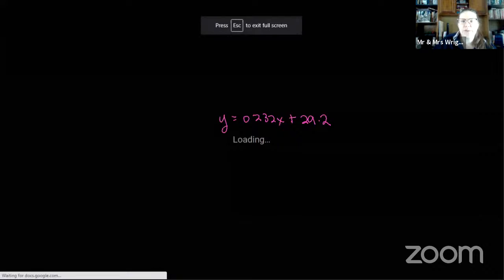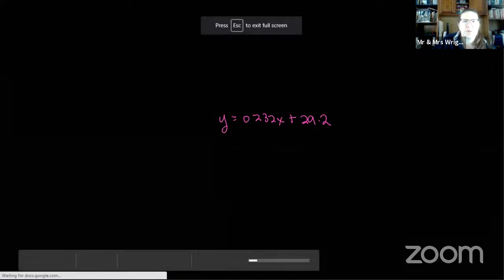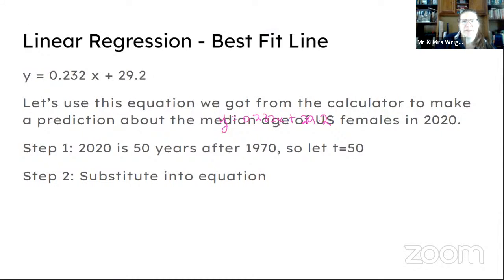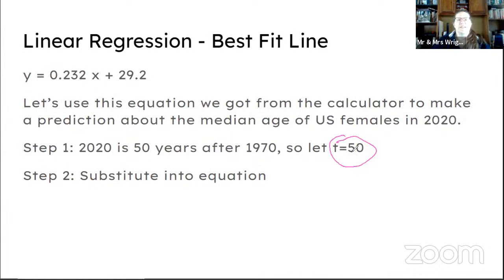All right, so knowing that, I have a question for us. So we have that equation. I know you can't see it there, but I have it written at the top. So using this equation that we got from that statistics calculator, we need to make a prediction about the median age of US females in the year 2020. So 2020 is our input information, but remember, we can't input the year 2020. Our input information is the time since 1970. So if 2020 is 50 years after 1970, we need to put our input value of t equals 50.